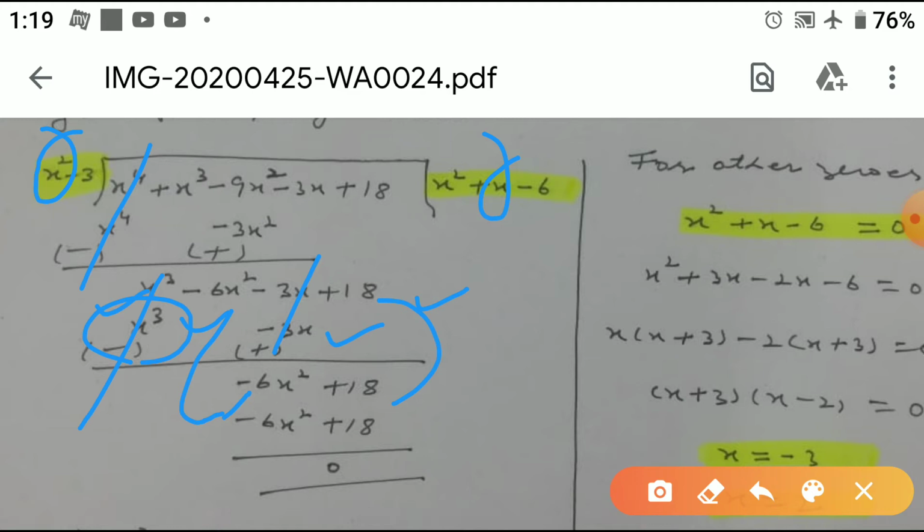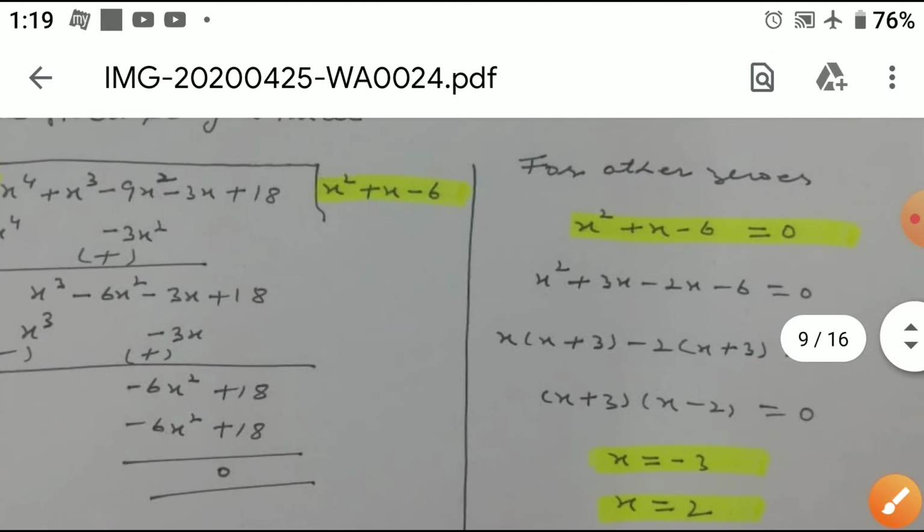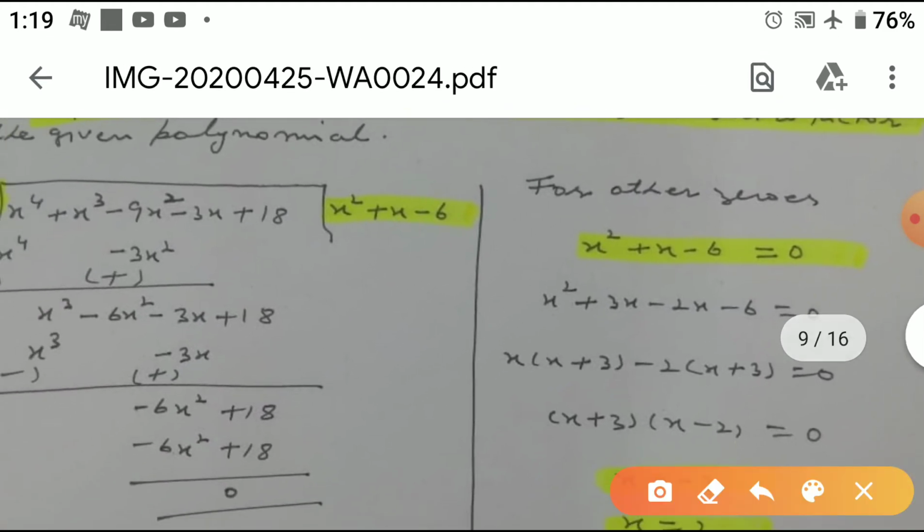Now to get -6x² from x², we need to multiply this x² with -6. So ultimately we get -6x² + 18 upon -6x² + 18. Now change the sign, this is plus and here is minus, and it all cancels, right? It's 0. So ultimately the quotient we have is x² + x - 6.